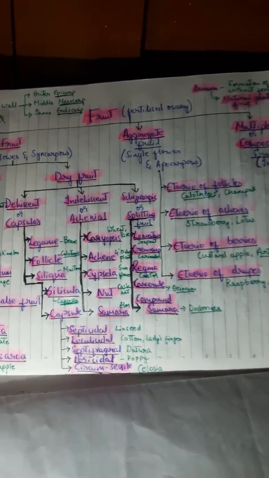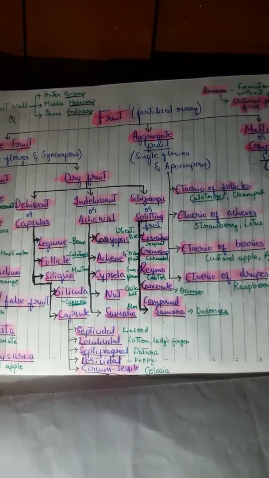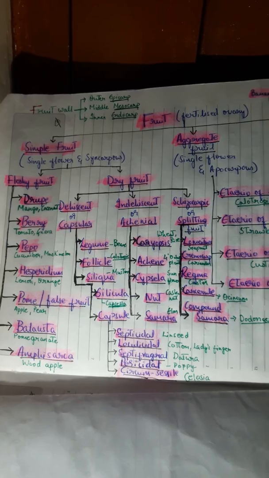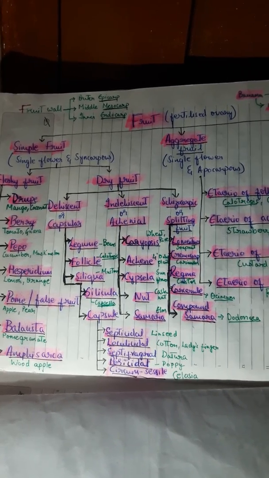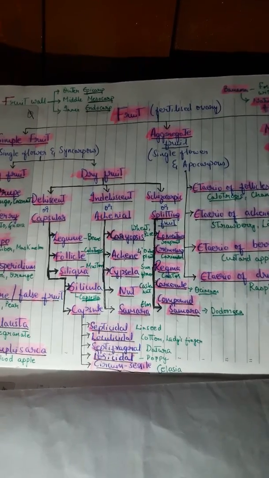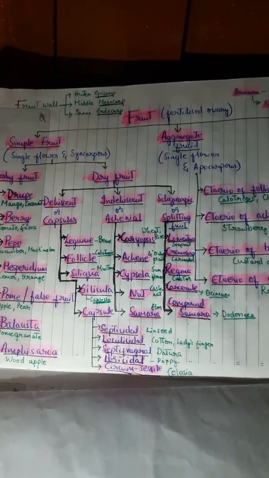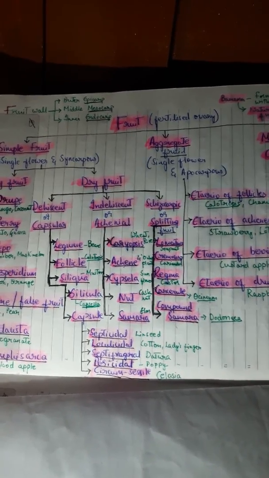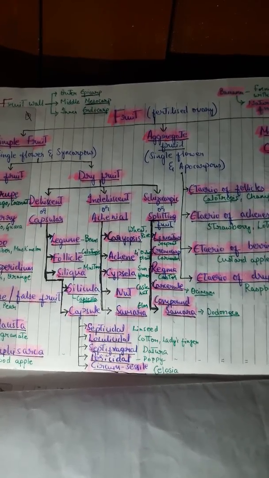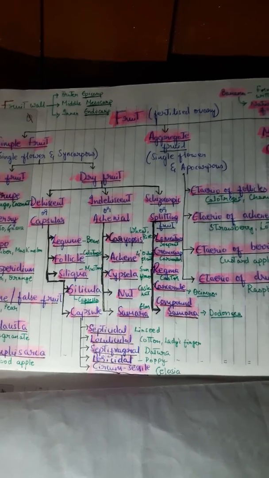Dear friends, I had already discussed in the first part the simple fruits, especially the fleshy fruits, drupe, berry, dehiscent or capsular fruit. Then I had even discussed the schizocarpic or splitting fruits. In the second part of this video, I would like to discuss the dry indehiscent fruit, which is also called achenial fruit.